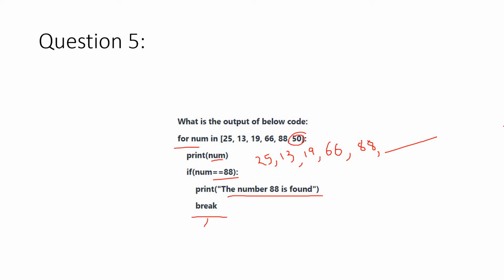this 50 value will not be printed, so my output will be 25, 13, 19, 66, 88, and this will not be in a single line, it will be in the next line, each time it will print in a new line, okay, 25 in a new line, 13 in the next line, 19 in the next line, 66 in the next line, 88 in the next line, and the last line will be the number 88 is found, okay.